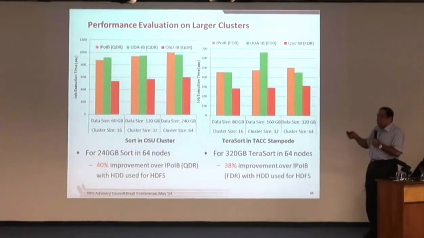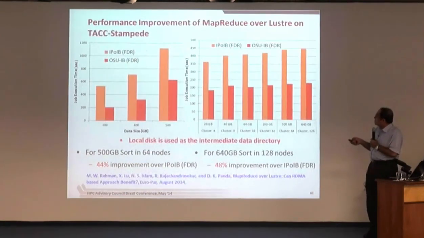Then, so those are on smaller clusters. We have taken this design to larger clusters. So this is running on a larger cluster with different data sizes on a 240 gigabyte sort over 64 nodes. You can see you get 40% improvement compared to IP over IB. This is on the TACC Stampede on 64 nodes. So this is like 1,000 cores. You get around 38% improvement.